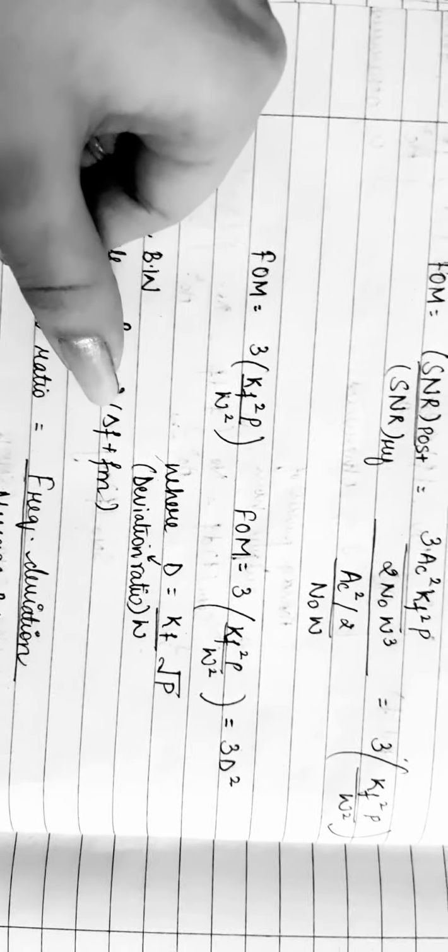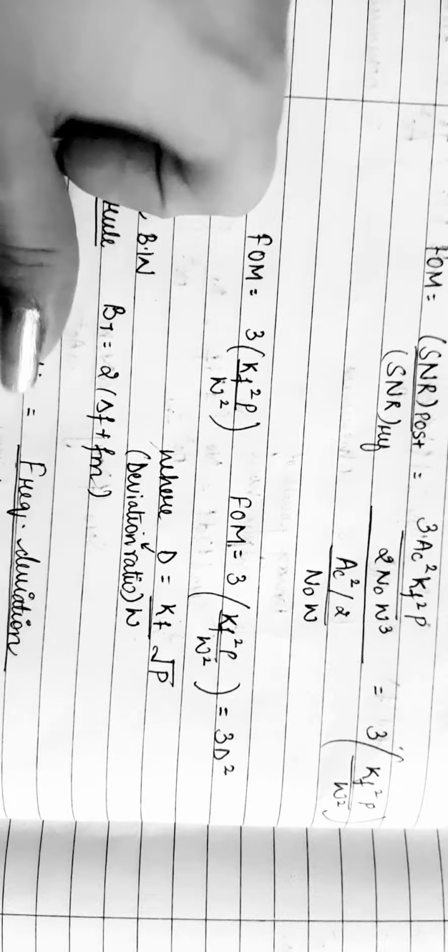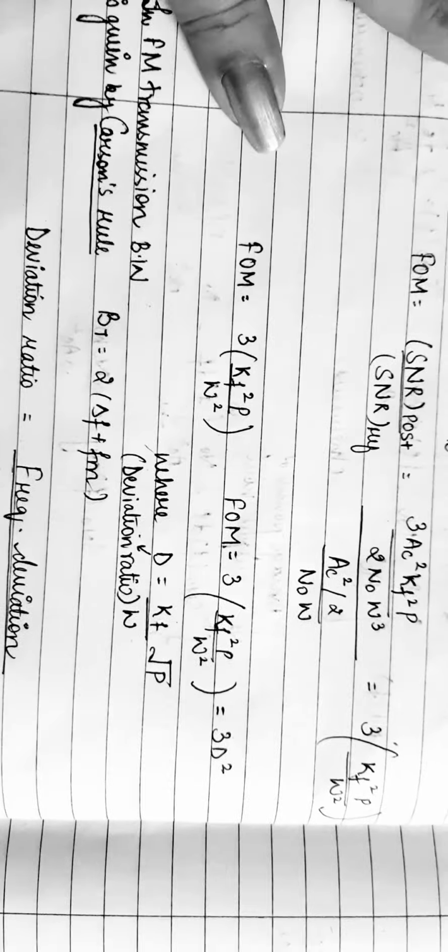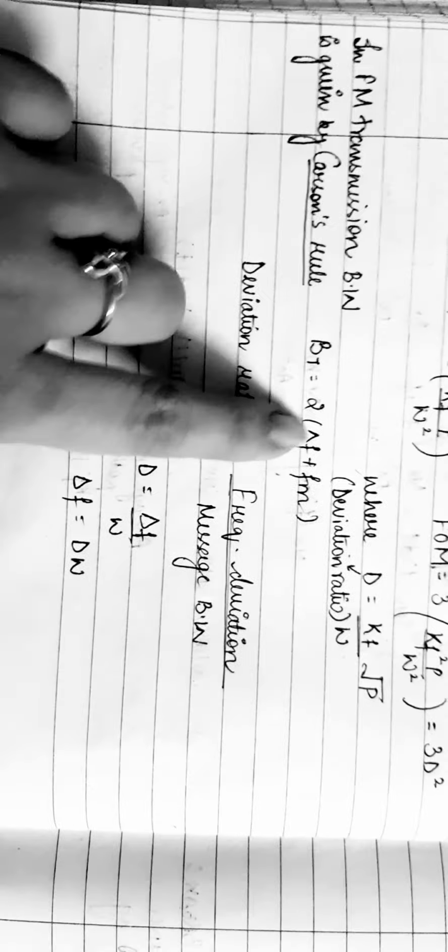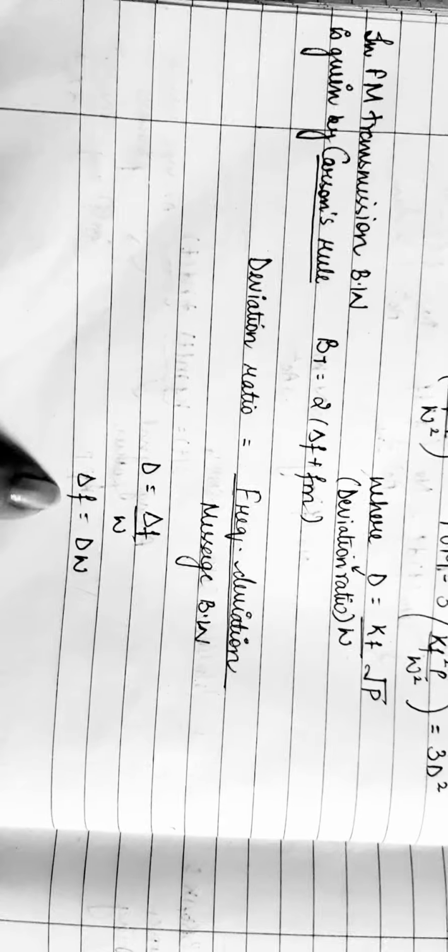In FM transmission, the bandwidth is given by Carson's rule. We have already studied Carson's rule. From here we can see that B_T is equal to twice of delta f plus f_m, where the deviation ratio is equal to the frequency deviation upon the message bandwidth. So D is equal to delta f upon W, because delta f is the frequency deviation. So delta f is equal to D into W. Now putting in, B_T is equal to twice of D W plus W. In place of D we can put k_f under root P upon W, so B_T will be equal to twice of k_f under root P plus W.